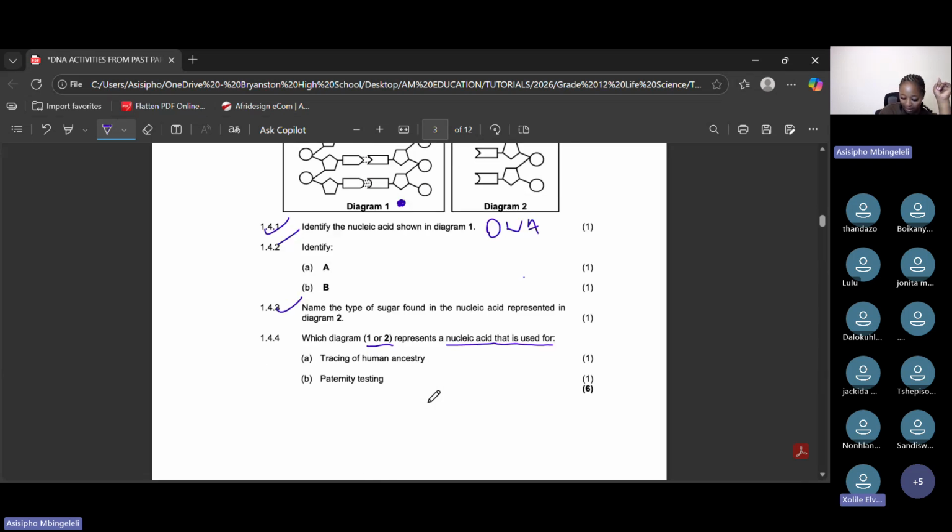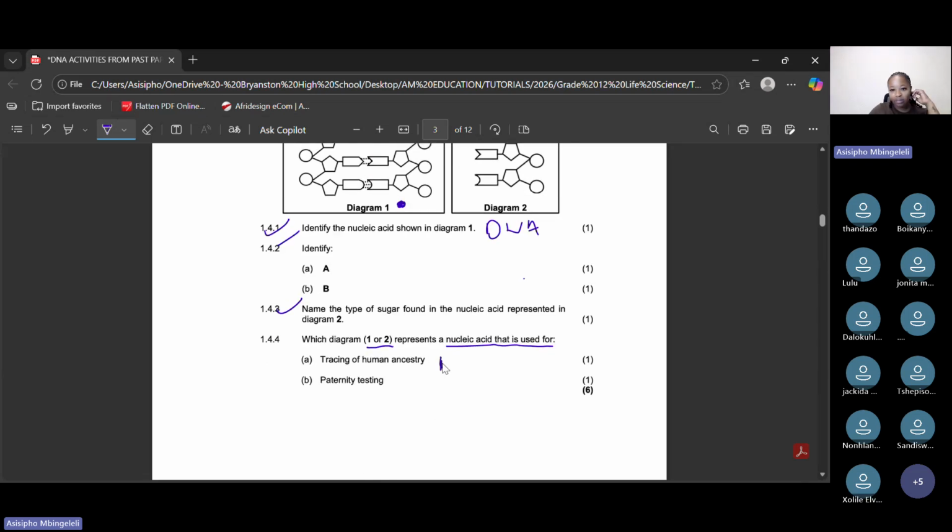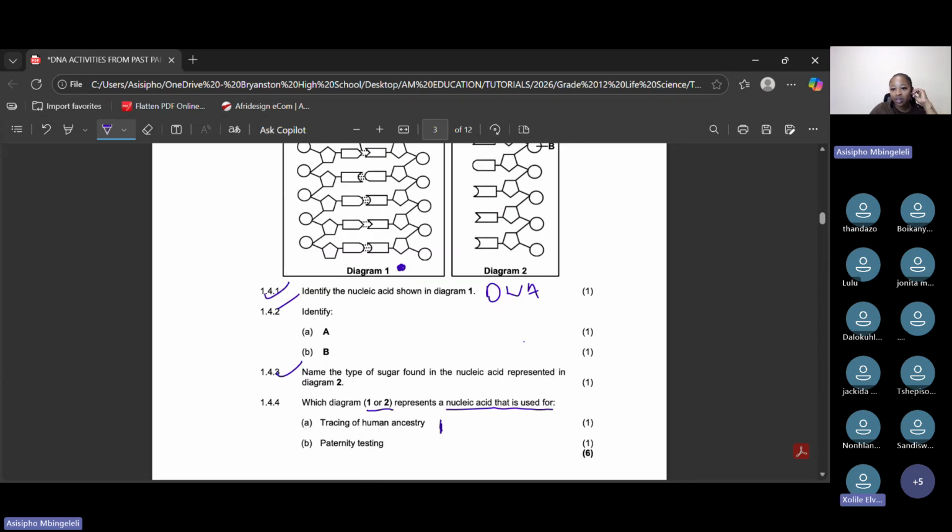That's how you look at it, guys. Diagram 1. Then paternity testing. When we want to identify the father, do we look at his DNA or do we look at his RNA? Lwazi? DNA, ma'am. So which diagram is DNA? Diagram 1. Thank you so much.